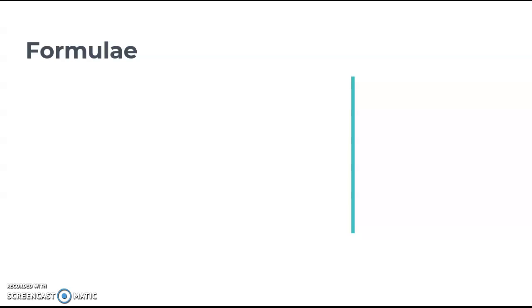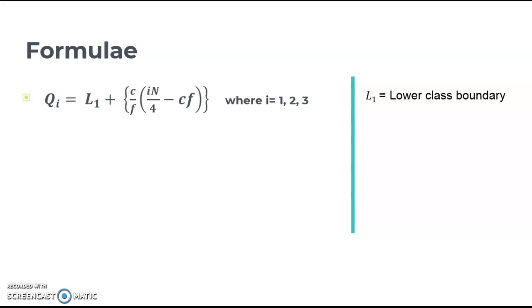Now let us understand the formula. The first formula is to find the quartile. Qi, where i represents the number of the quartile. So i can take 3 values, Q1, Q2 and Q3. So Qi is equal to L1 plus, now let us understand the meaning of each term. L1 is the lower class boundary, C is the class width. Class width is L2 minus L1, that is upper class boundary minus lower class boundary. F is the frequency for that particular class.